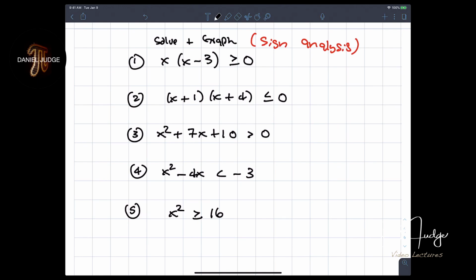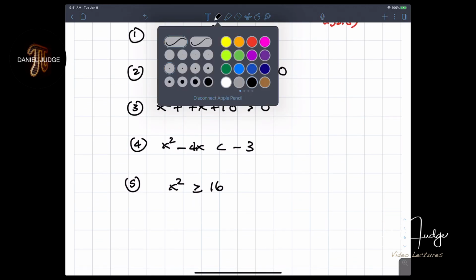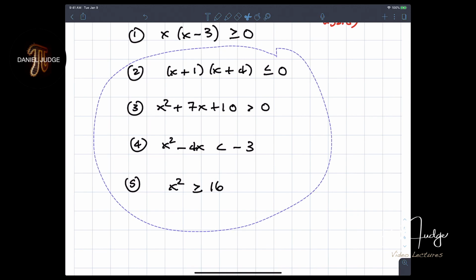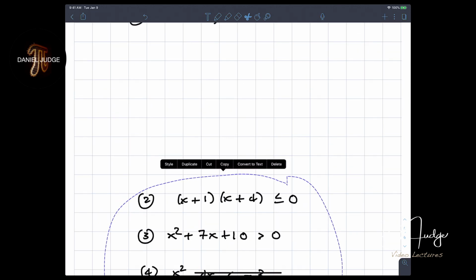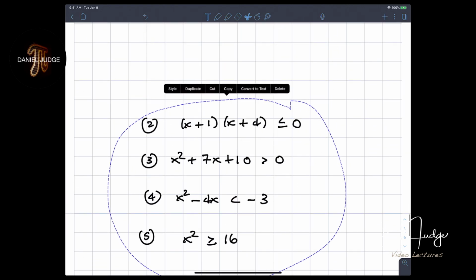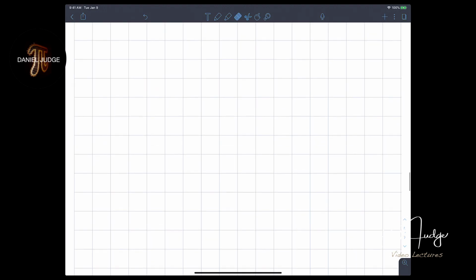Okay, we're back. So let's see how this went. So the first one we're going to do here, maybe we should cut these and move these out of the way. Okay, we'll start with that.